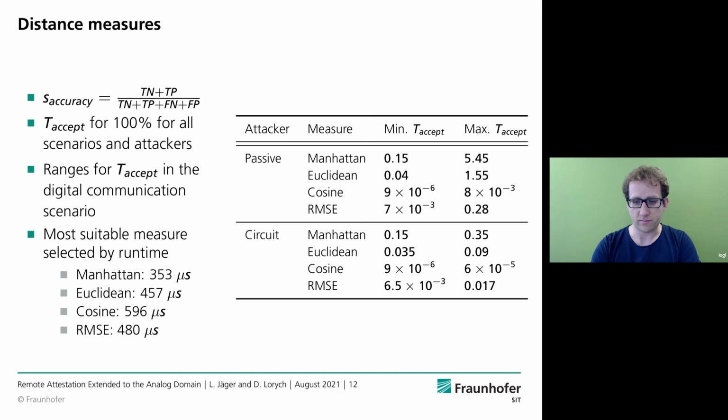And since we reached 100% accuracy with all the detection mechanisms, we conducted a third evaluation and looked at which one had the best runtime. Of the four, the Manhattan distance was the quickest because it has no root operations. It's a very simple algorithm. And therefore, for our demonstrator, we decided to implement the Manhattan distance.